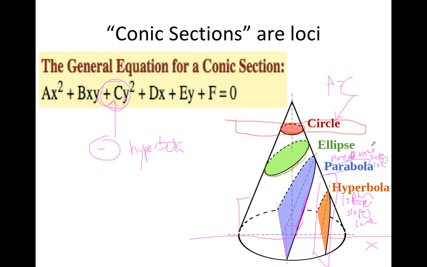To get an ellipse, A doesn't equal C, but they're the same sign. And you'll learn the underlying math about this, I hope. It's been a long time since I've studied this. Maybe you won't. Who knows? Underlying math about this in Algebra 2 and in pre-calculus and beyond. A doesn't equal C. It's the same sign. And then you get a parabola if you have an x squared, no y squared.